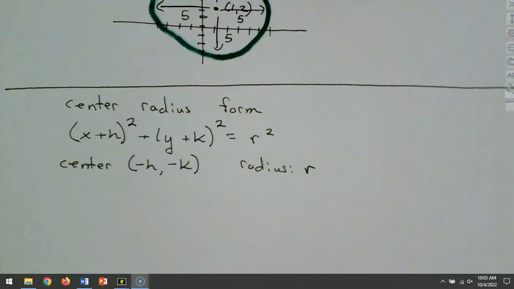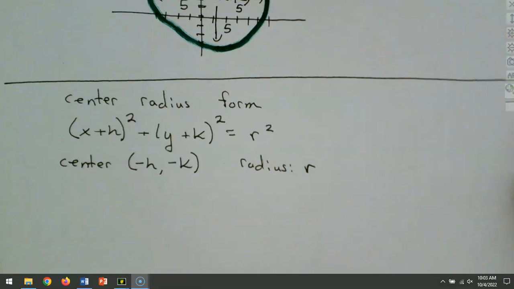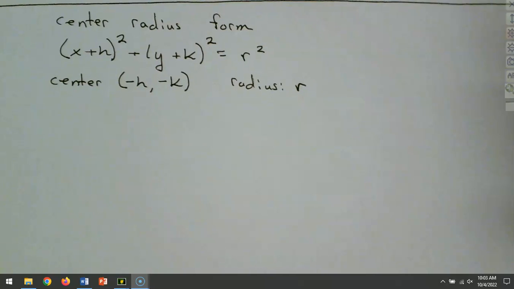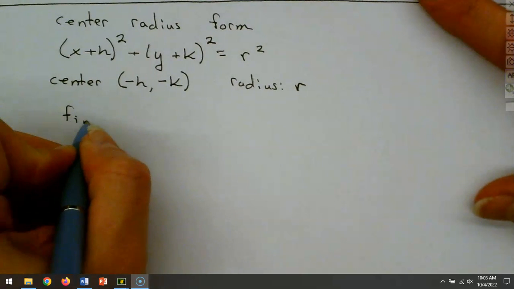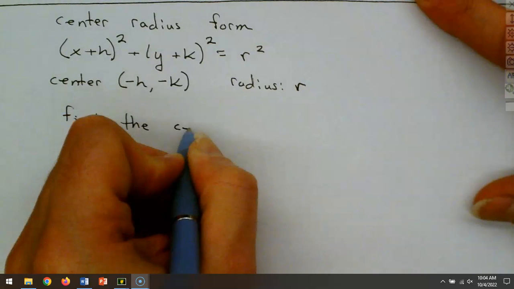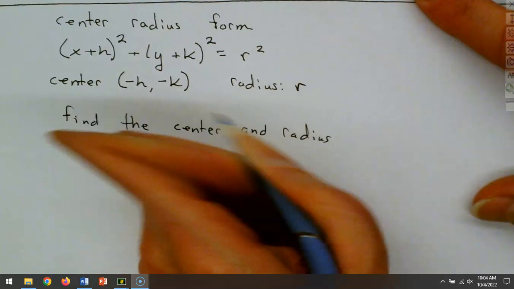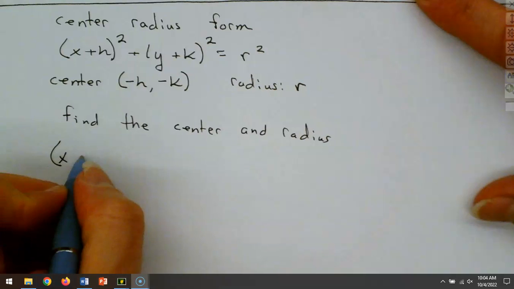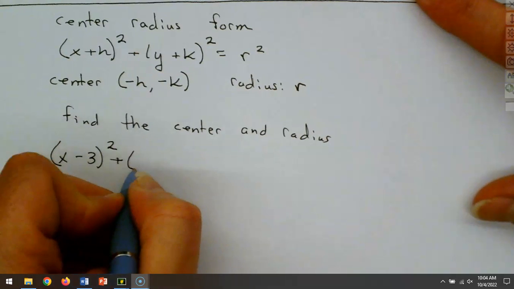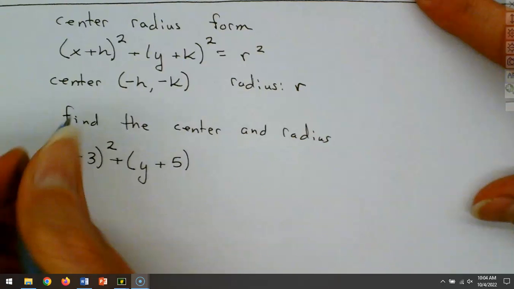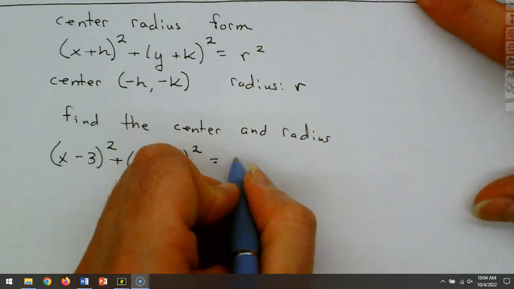Okay, so let's go ahead now and try one of these. So I'm going to write up an equation in center radius form. And then we're going to find the center, and we're going to find the radius of this circle. About x minus 3, quantity squared, plus y plus 5, quantity squared. And let's make it easy. Let's make it equal to 25.